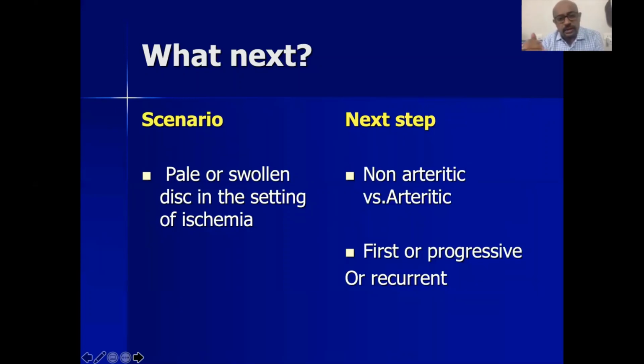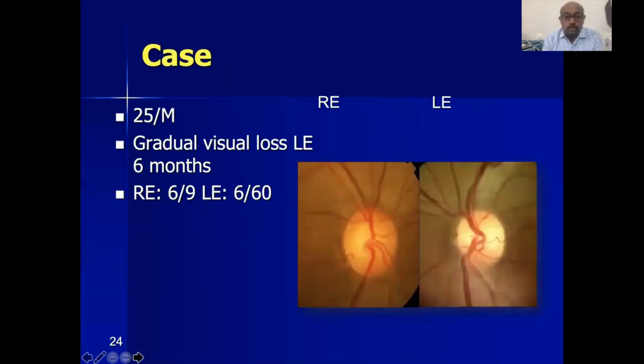Is this a first attack, progressive attack, or recurrent attack? If it's non-arteritic, as we discussed, make sure that vasculopathic risk factors are controlled. We move on to the next case.